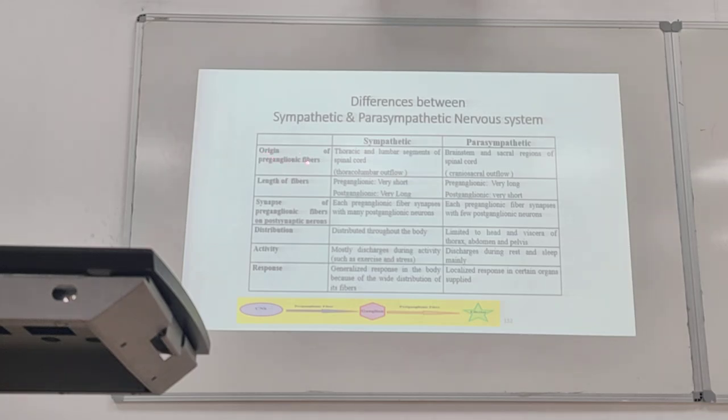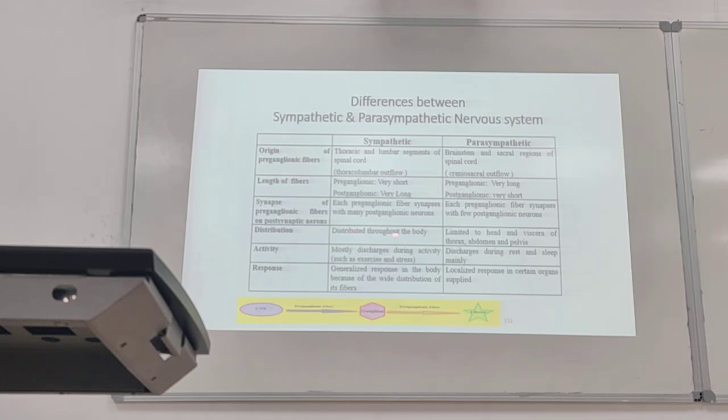What is the origin of preganglionic fibers? In sympathetic, thoracolumbar, and in parasympathetic, craniosacral. Remember the first slide diagram? What is the length of the fibers? In sympathetic, preganglionic very short, postganglionic very long. In parasympathetic, preganglionic long, postganglionic short. Synapse of the preganglionic fibers on the postsynaptic neuron: in sympathetic, each preganglionic fiber synapses with many postganglionic neurons, and here with just a few postganglionic neurons.